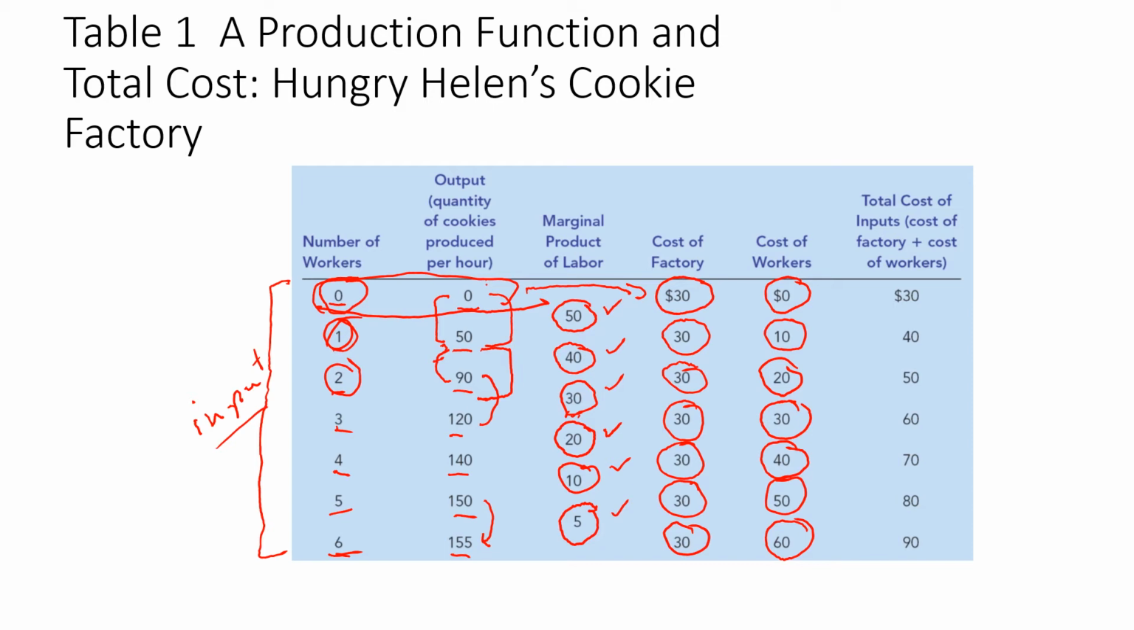What you need to understand here is that when you hire more and more labor, the productivity declines, but the cost does not. And the total cost in this case is calculated as the cost of the factory plus the cost of workers. So 30 plus 0 is equal to 30. 30 plus 10 is equal to 40. 30 plus 20 is equal to 50, and so on. So cost is increasing incrementally by 10.